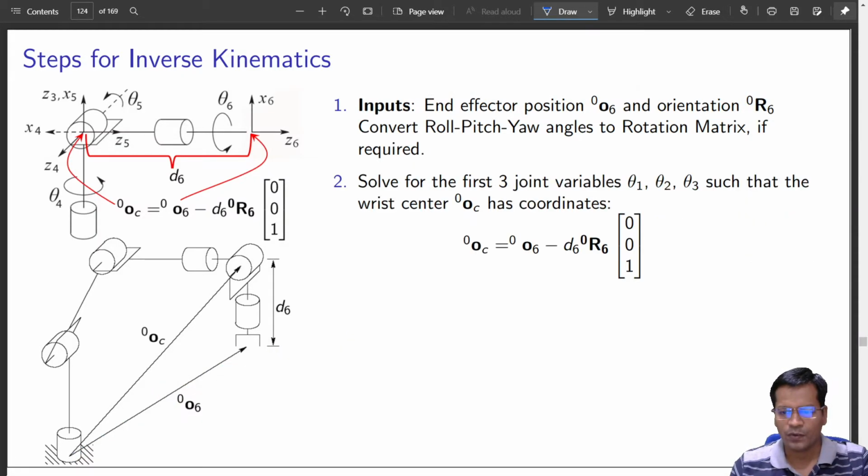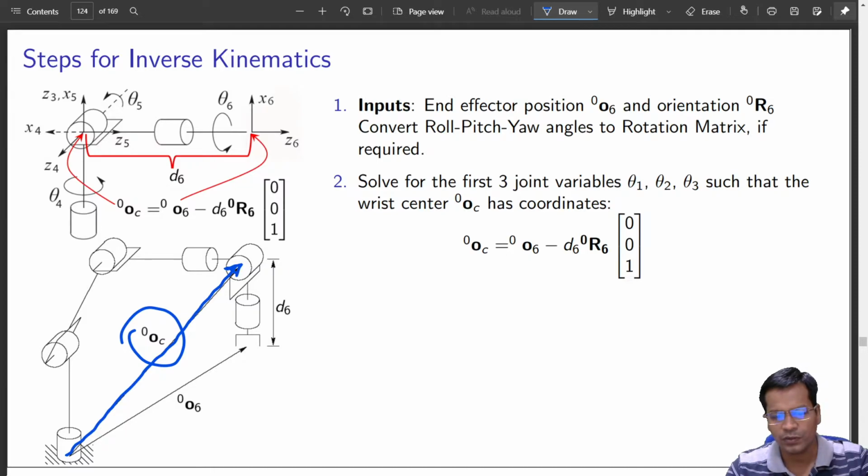Now, coming to the next step, what I can find out is the wrist center point location. This vector is the position vector of the wrist center point with respect to the base frame O. The wrist center point is given by C, so I call it 0OC. 0O6 is given. The last link length D6 is known. We already know this. This rotation matrix is known.